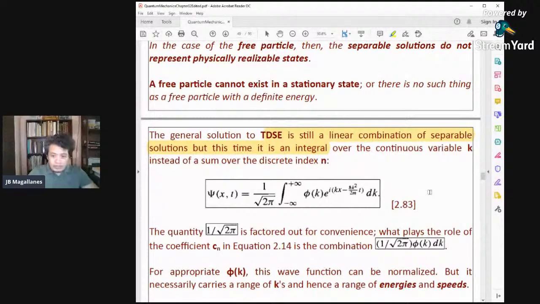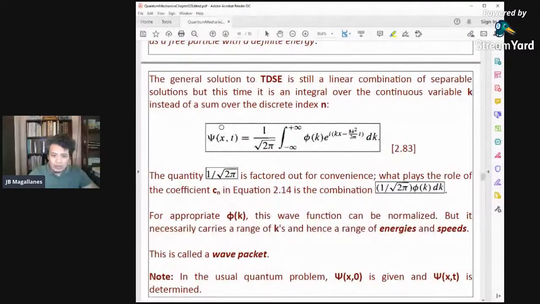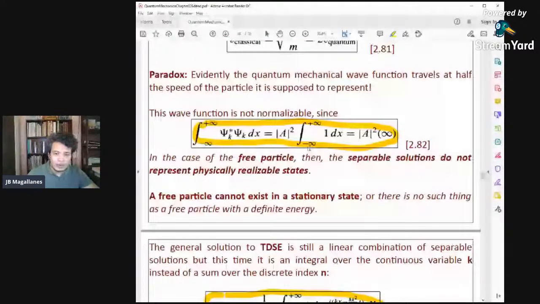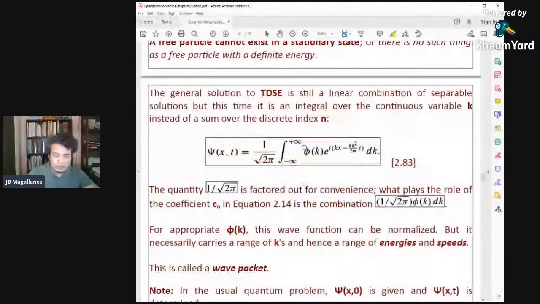So in this case, we now accommodate continuous amplitudes, unlike in the harmonic oscillator or the infinite square well, where the amplitudes had to be discrete. Here the amplitudes are continuous.